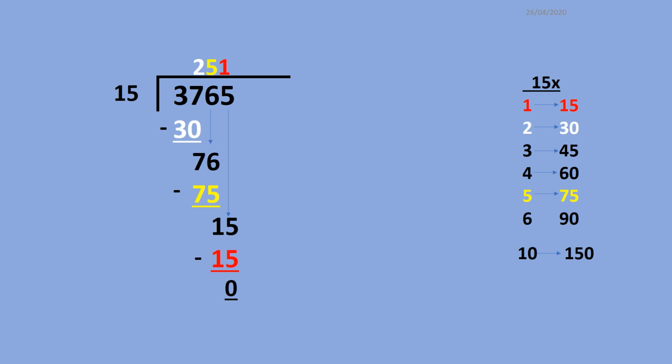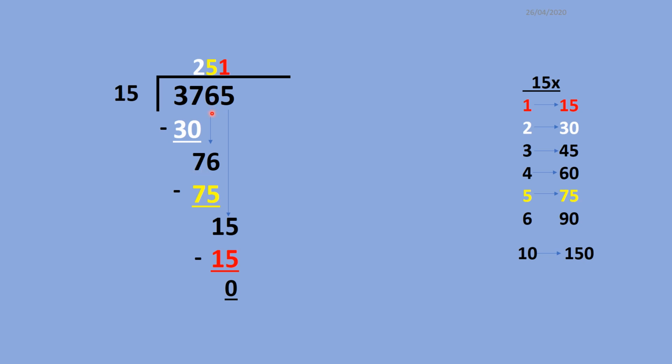Now if I come to my times table, I'll see 2 lots of 15 will give me 30. So I'm going to write my 2 as my answer above the 7 here, and then take away this 30 from 37. Just write it underneath the 37. Now 37 take away 30 will leave 7 remaining.